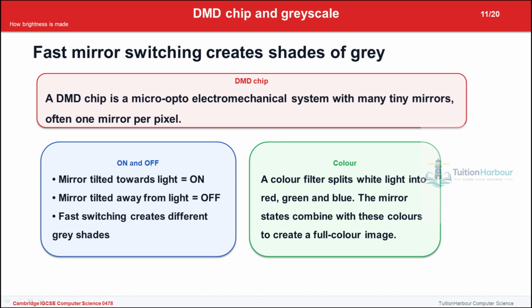DMD chip and grayscale. Each tiny mirror on the DMD chip can tilt towards or away from the light. A mirror tilted towards the light switches a pixel on. A mirror tilted away switches it off. Rapid switching creates different shades of gray.